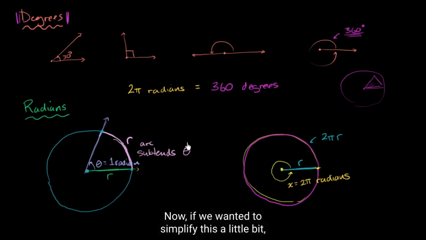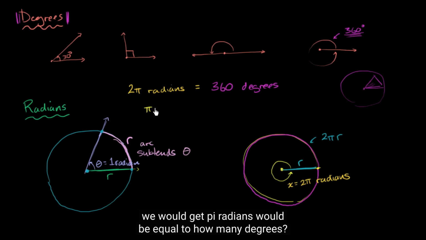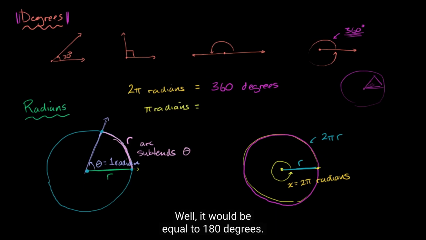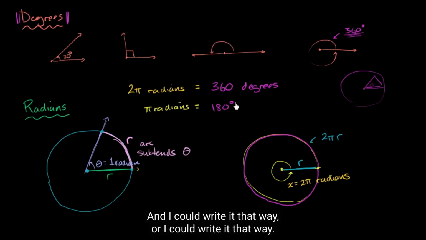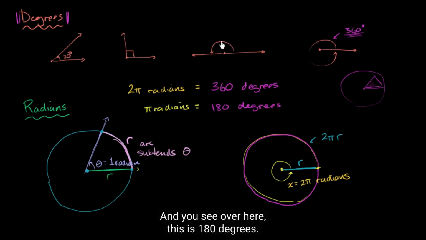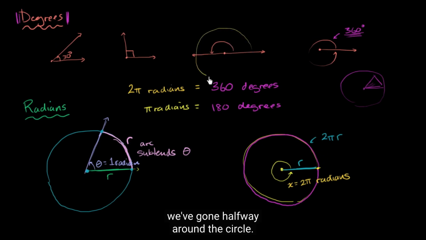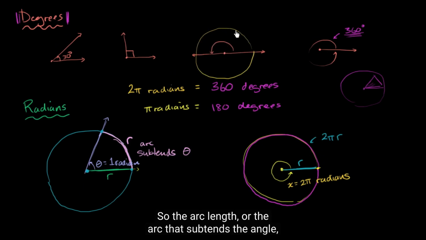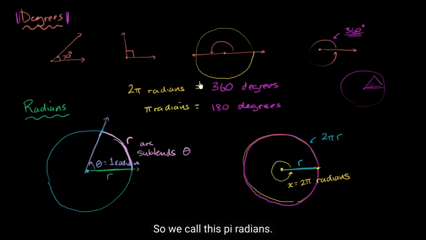Now, if we wanted to simplify this a little bit, we could divide both sides by 2, in which case on the left-hand side we would get pi radians, which would be equal to 180 degrees. And you see over here, this is 180 degrees. If you were to draw a circle around here, we've gone halfway around the circle. So the arc that subtends the angle is half the circumference, half the circumference is pi radiuses. So we call this pi radians. Pi radians is 180 degrees.